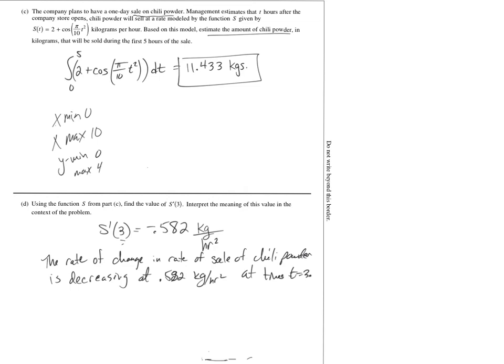It would be the same thing here if we were given this integral back in part C. If you were given that integral and you needed to explain what it meant, it would be the total amount of chili powder sold during the 5 hours from t equals 0 to t equals 5. You always want to include those limits in your explanation. So there you go, kind of an awkward structure of a sentence there. The rate of change in the rate of sale of chili powder, and it's decreasing at 0.582 kilograms per hour squared at time t equals 3. You have those two rates in there. But you're going to need that because it's essentially the rate of a rate. All right, that does it for number 1. Hopefully we can pull 9 out of 9 on that.